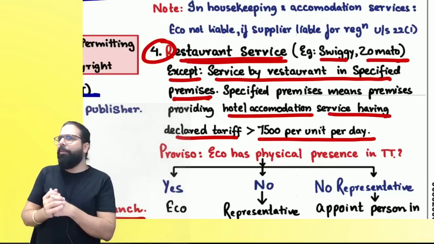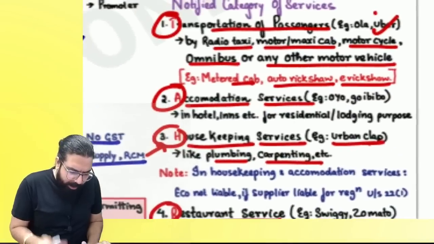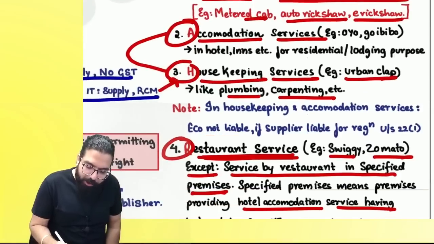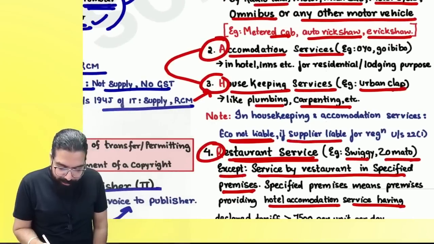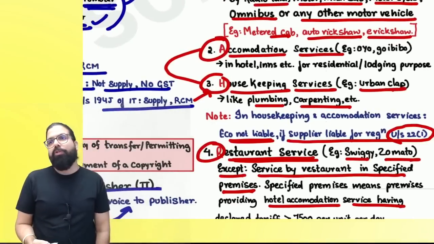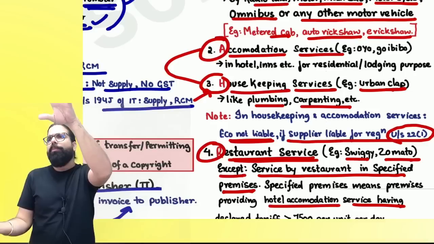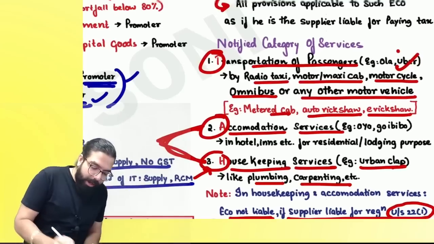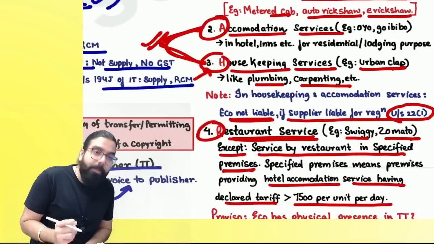Basically, the property will go ahead and take registration. They will only pay. Now, everyone, please remember one thing. In case of housekeeping services and in case of accommodation services, e-commerce will not be liable if the supplier is already liable for registration under section number 22.1. So if there is a supplier who is already liable under section 22.1, then whether he is selling OYO rooms or Urban Clap services, they will not be liable. Only in these two categories, remember, the e-commerce operator will always be liable. Here, e-commerce will not be liable in these two scenarios.